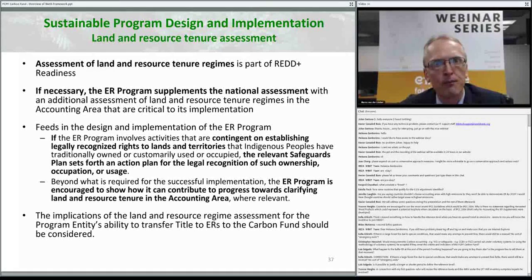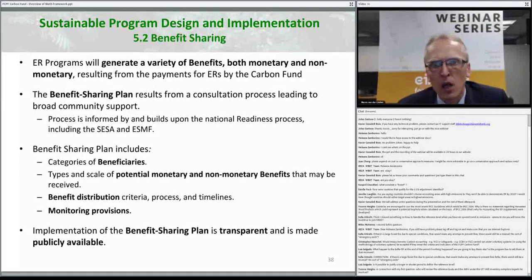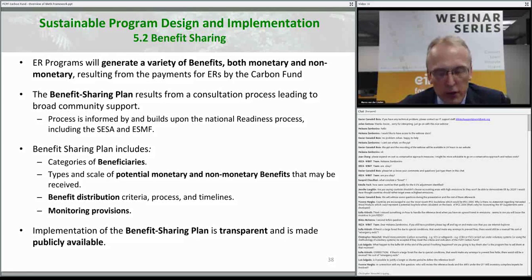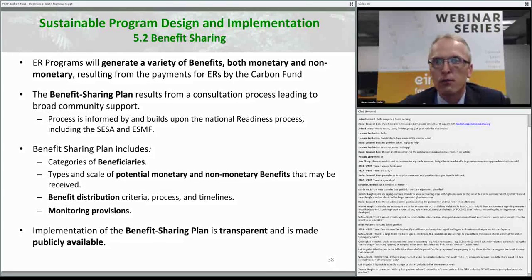Another important part of sustainable program design is the benefit sharing mechanisms. What the methodological framework says is you'll create benefits, and benefits are defined in the context of the methodological framework as the monetary and non-monetary benefits resulting from the payment of the emission reductions. So you'll be creating emission reductions, and then there will be payments for those emission reductions, and that money can be used in different ways.